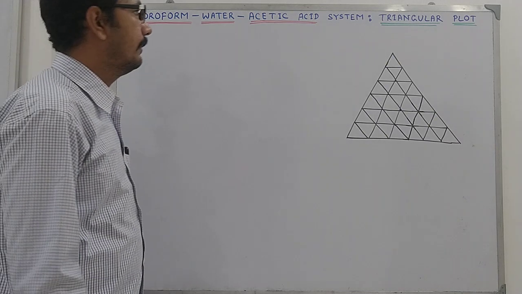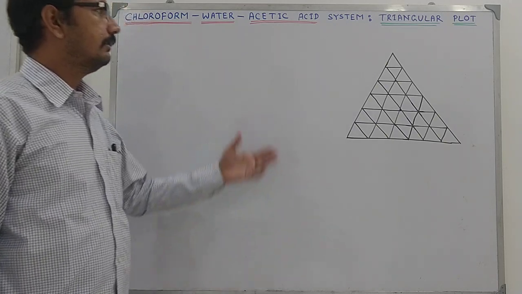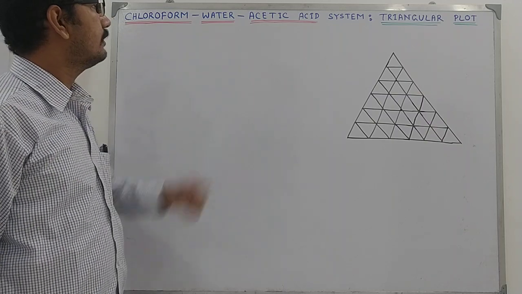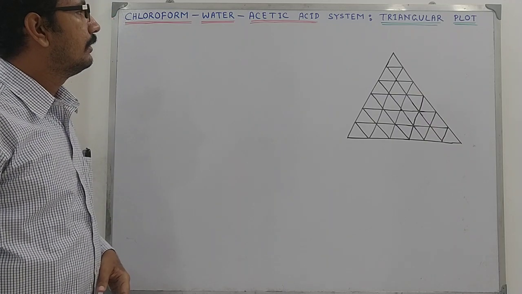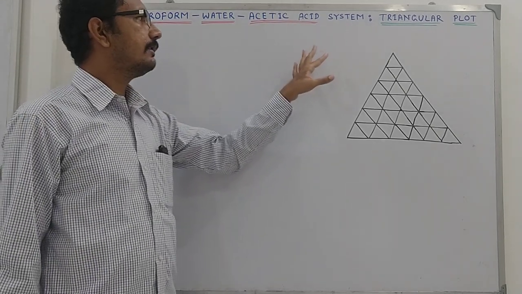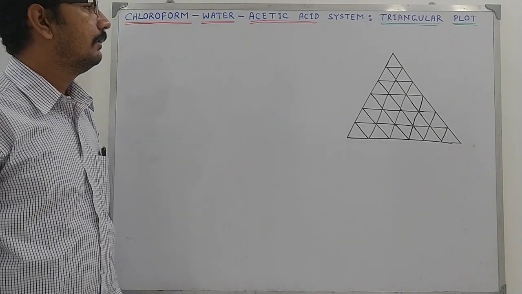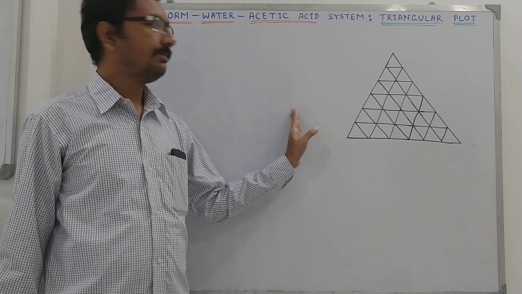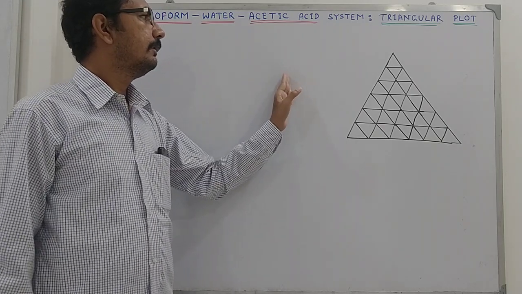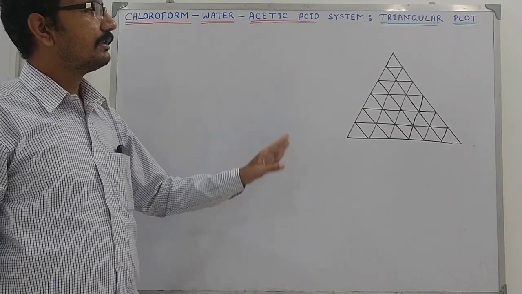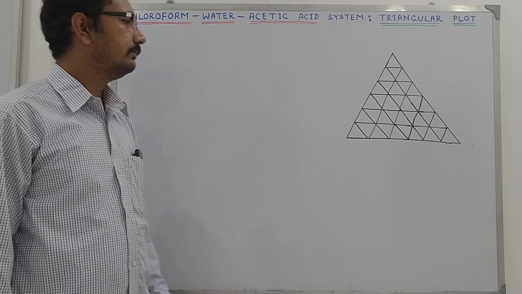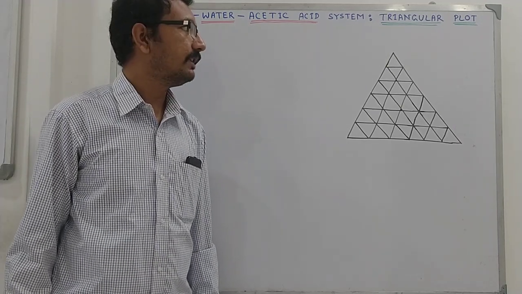Now in this lecture I will discuss a 3-component liquid system. Now for such systems, the conventional temperature composition diagram or the pressure temperature diagrams cannot be drawn, since that will be very much complicated.